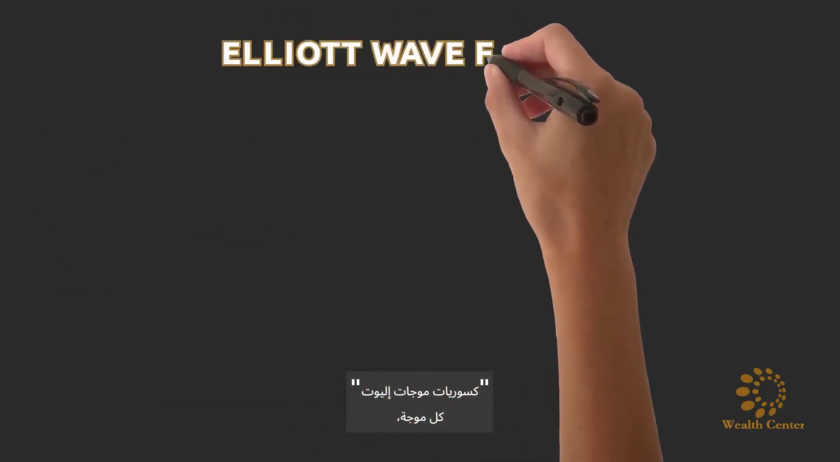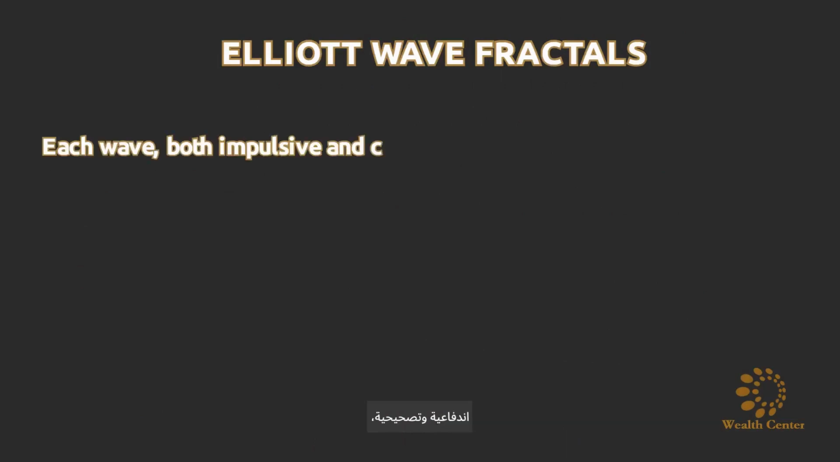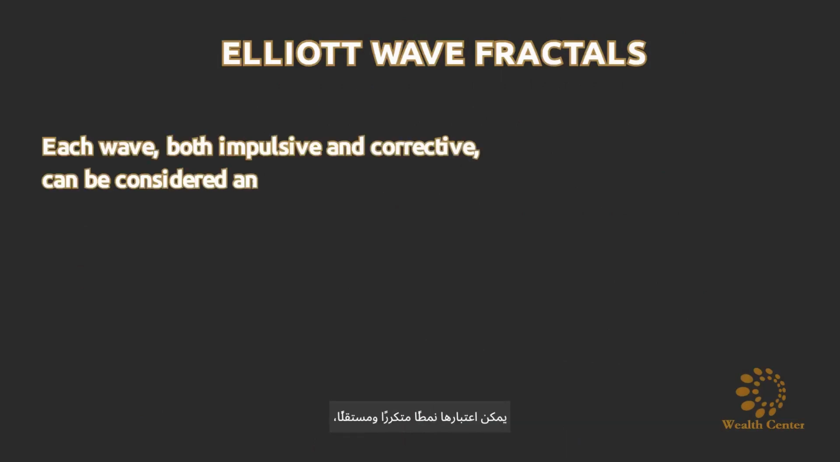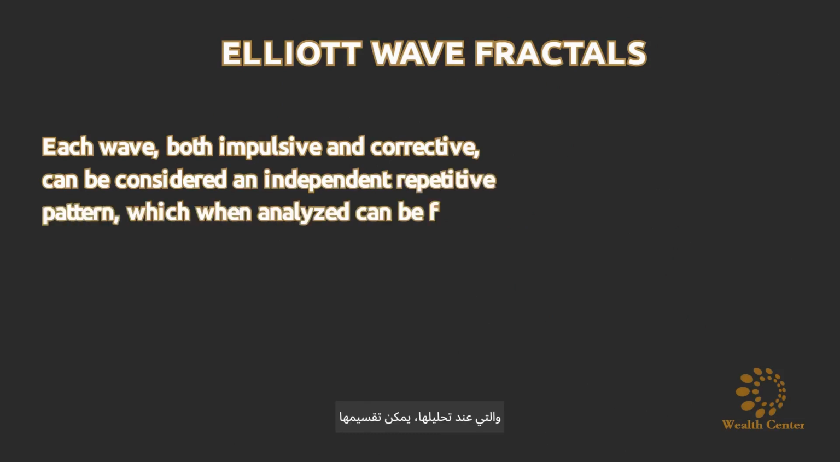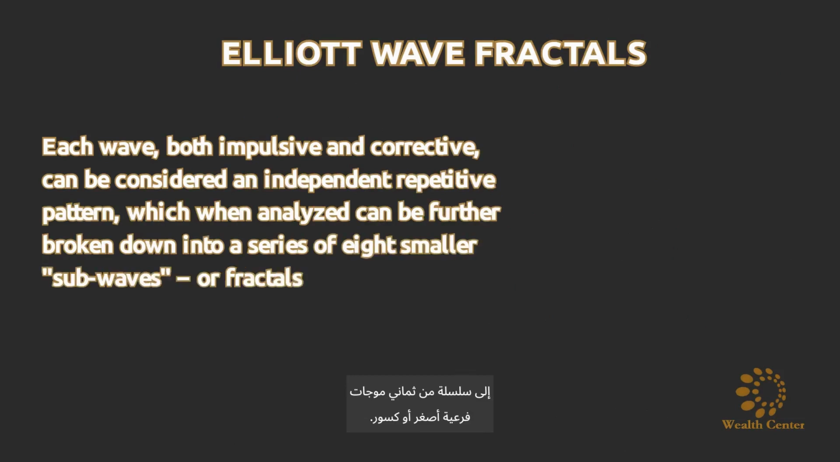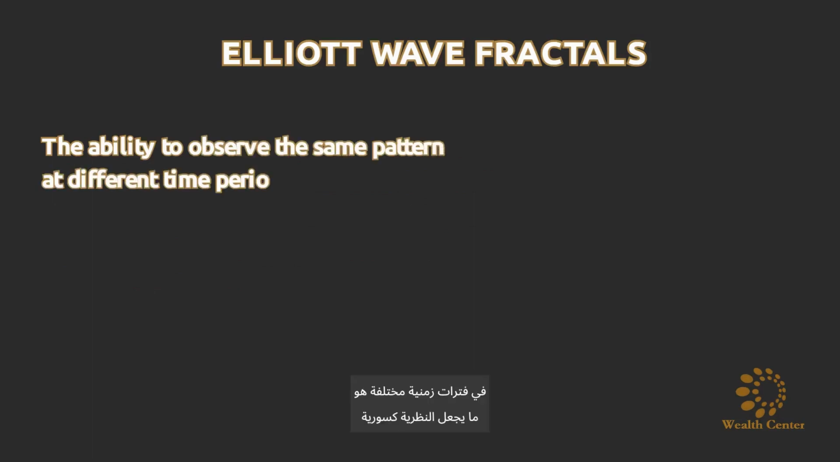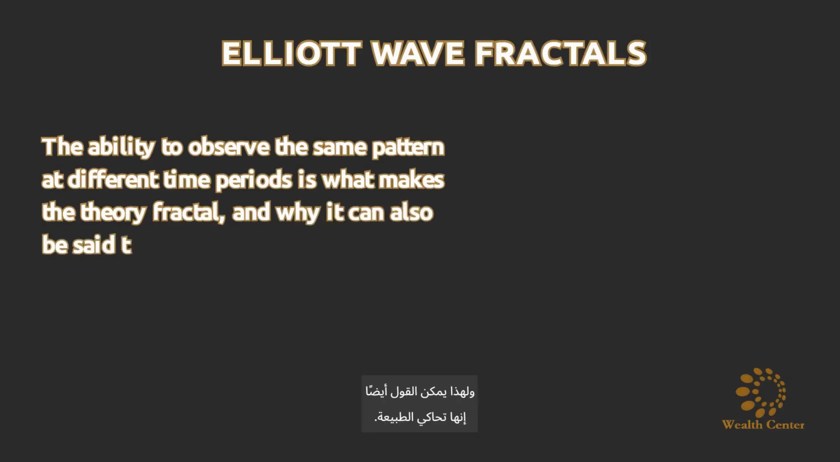Elliott wave fractals. Each wave, both impulsive and corrective, can be considered an independent repetitive pattern, which, when analyzed, can be further broken down into a series of 8 smaller subwaves or fractals. The ability to observe the same pattern at different time periods is what makes the theory fractal, and why it can also be said to mimic nature.